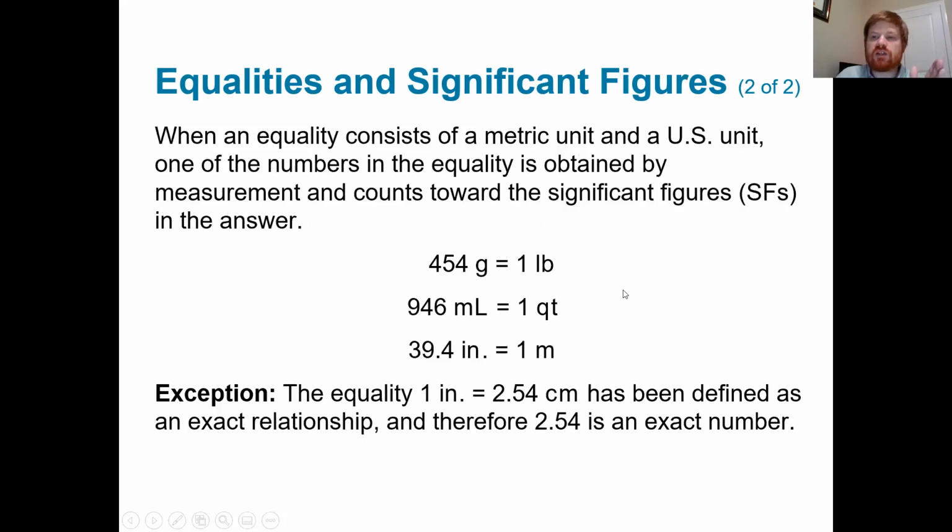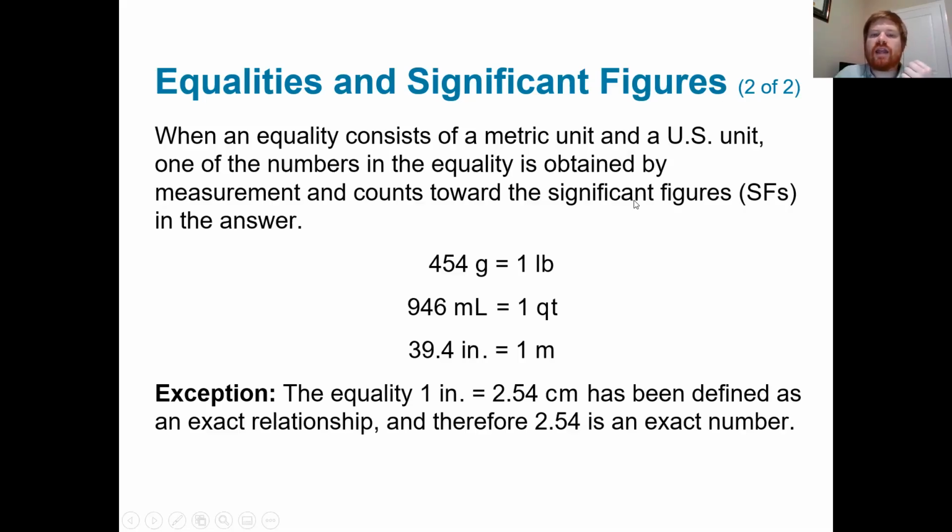Now, this is going to make sense when we talk about the other side, which is when we convert from US to a metric unit or vice versa. These now are measurements, okay? So 1 pound is measured as 454 grams. Now, this all of a sudden is going to matter for our significant figures. So 454 grams for 1 pound, that's a 3 significant figure conversion. 946 milliliters for 1 quart, that's a 3 significant figure conversion. 39.4 inches for every 1 meter, 3 significant figure conversion.